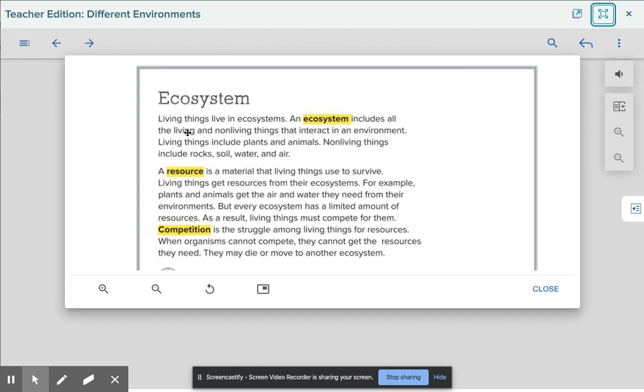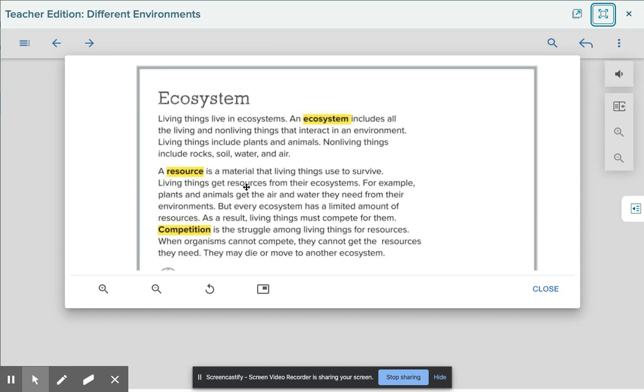Ecosystem. Living things live in ecosystems. An ecosystem includes all the living and non living things that interact in an environment. Living things include plants and animals. Non living things include rocks, soil, water, and air. A resource is a material that living things use to survive.